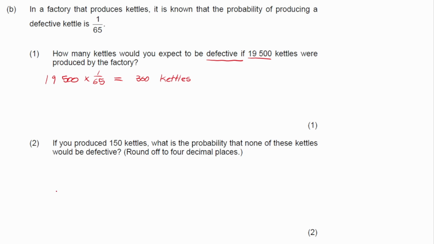Let's think about if we have a coin. If we have a coin and we flip it twice.